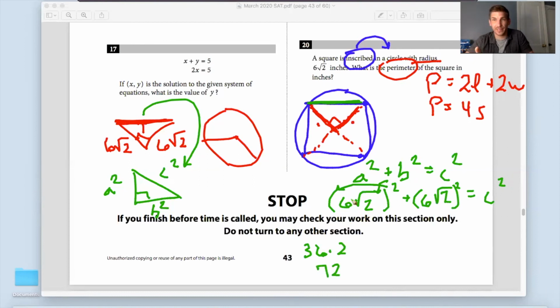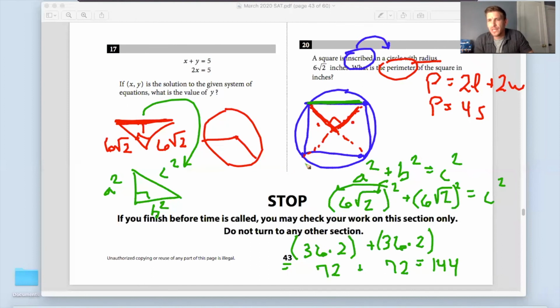And I like this. I'm going to tell you why. Because I do this again, which is the exact same value, right? 36 times 2 plus 36 times 2. And then this is going to be 72. And 72 plus 72, what would you know, is 144. And 144 in terms of c squared is going to be 12.